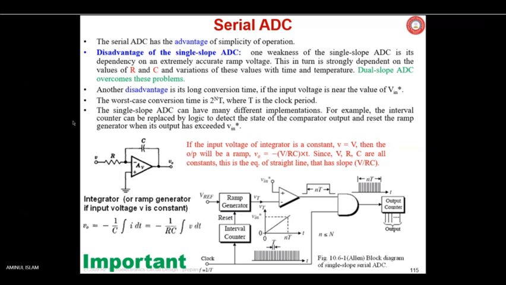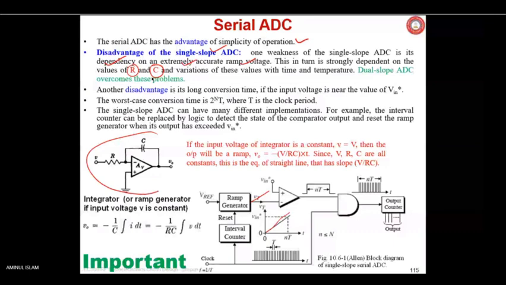Yes, sir. The single slope ADC has the advantage of simplicity. Its design is so simple. There is no problem in understanding this or designing this. One weakness of the single slope ADC is its dependency on an extremely accurate ramp voltage. The ramp voltage which is going to be generated here in this way should be accurate. This in turn is strongly dependent on the R and C values inside this.